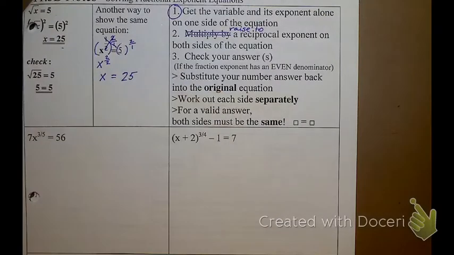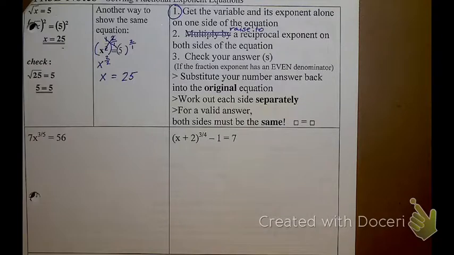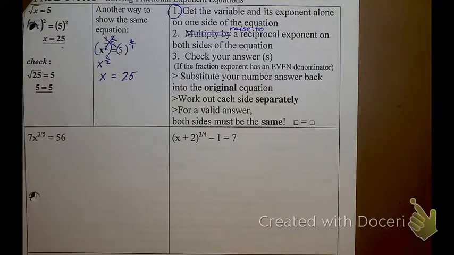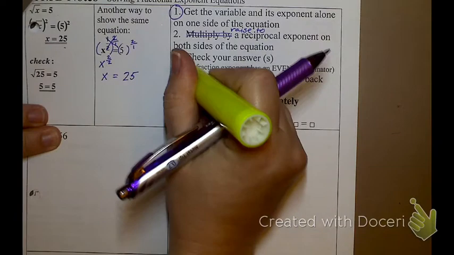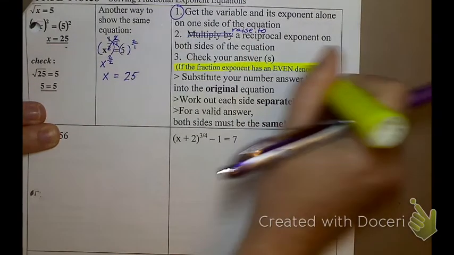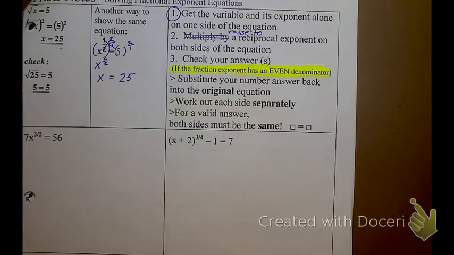Now, remember yesterday, to check my answer, I had to check my answer whenever there was an even index. How can I tell when I have fractional exponents if there's an even index? What part of the fraction tells me the index? The denominator. So I need to check my answer whenever the denominator is even. That's what she says right here. Okay, if your denominator is even, check your answer.